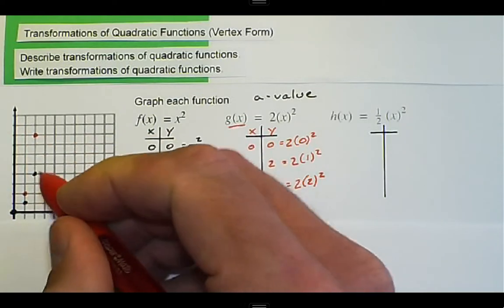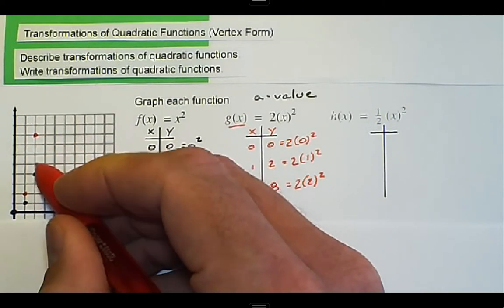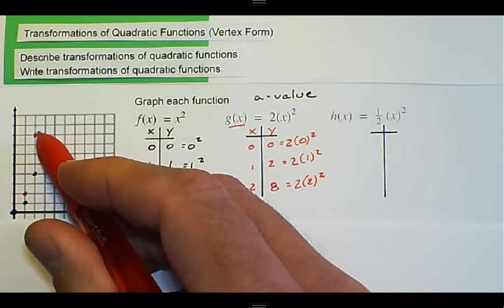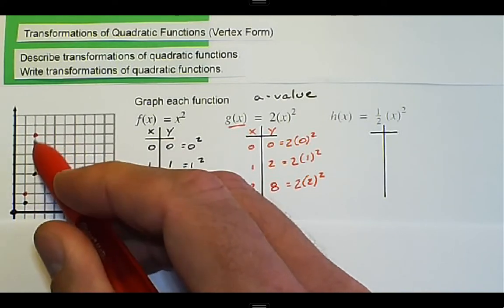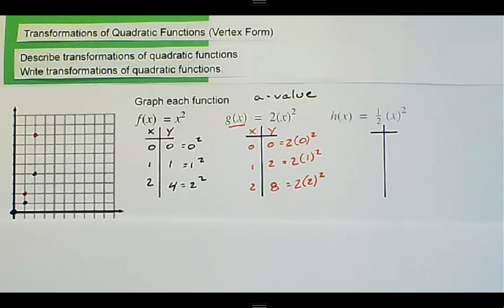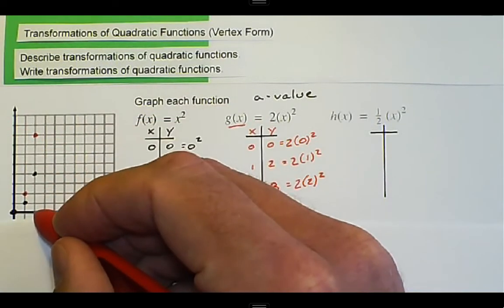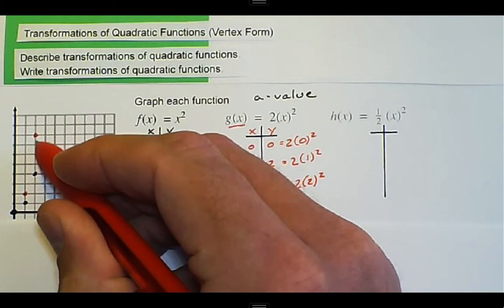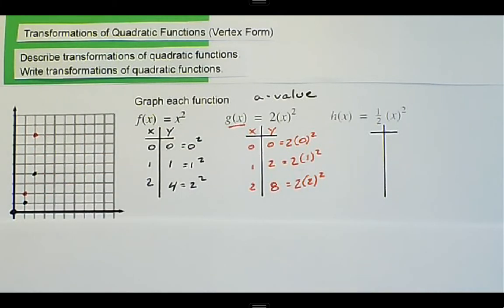So now we can see a little bit more clearly that the g of x, or the red function, is getting more narrow quickly, twice as fast. 1, 2, 3, 4, 1, 2, 3, 4. So it's twice as high.